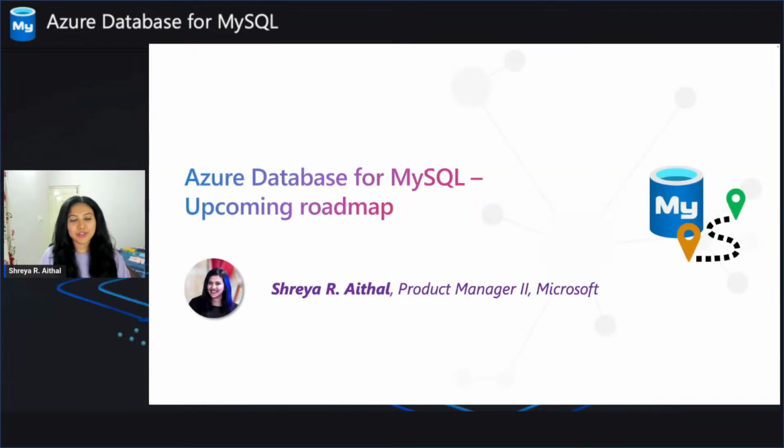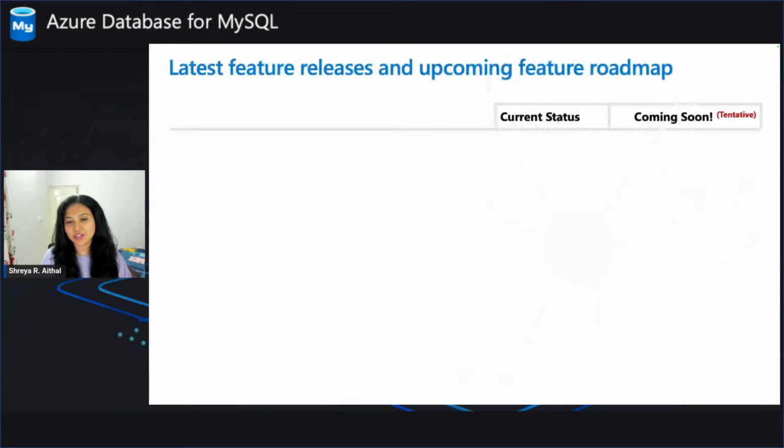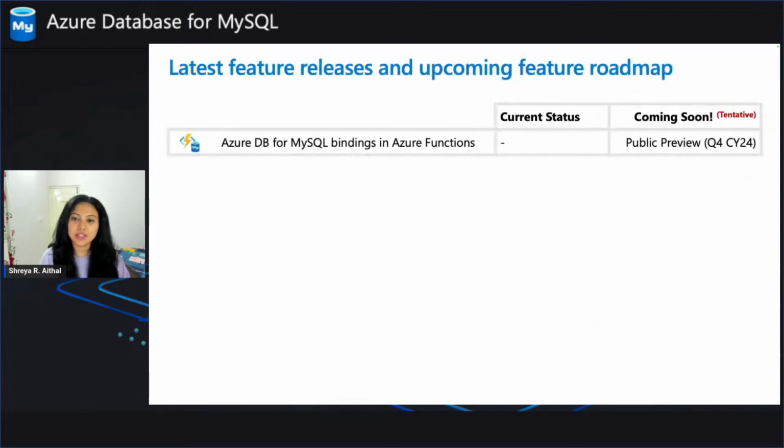Let's move on to the final topic for the day. Here is the latest feature roadmap for Azure Database for MySQL Flexible Server. First, Azure Database for MySQL bindings for Azure Functions, releasing in public preview sometime this month. To summarize what Heena and Sumit already covered earlier today, this feature will ensure native support for input bindings, output bindings, and a function trigger for Azure Database for MySQL Flexible Server. What this means is you will be able to read data from an Azure MySQL database into a function, save data back to the MySQL database, or even trigger a function when a change is detected on a MySQL table.